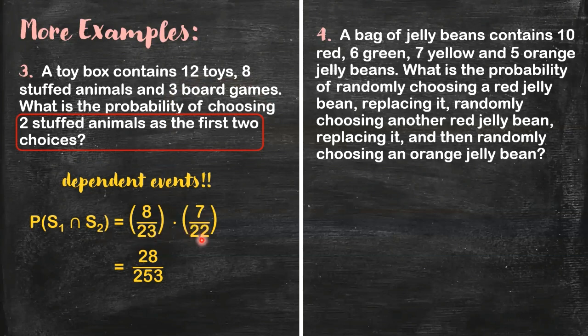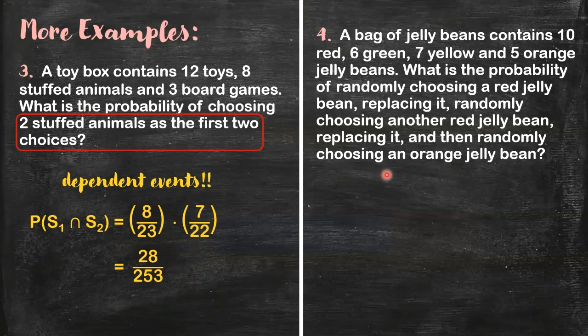Now, we get the probability of getting the second stuffed animal. Okay? But without returning the first stuffed animal that you pick. So that's why the total number of stuffed animals inside the box is now 7. Kasi from 8, nabawasan ng isa, right? Okay, so that's why we have 7. Tapos 22 na lang ang nasa ilalim because 23 kanina, binawasan ng isa, 22. So that's why we have 7 over 22. Okay? You multiply and then you get the lowest term, you will get 28 over 253.